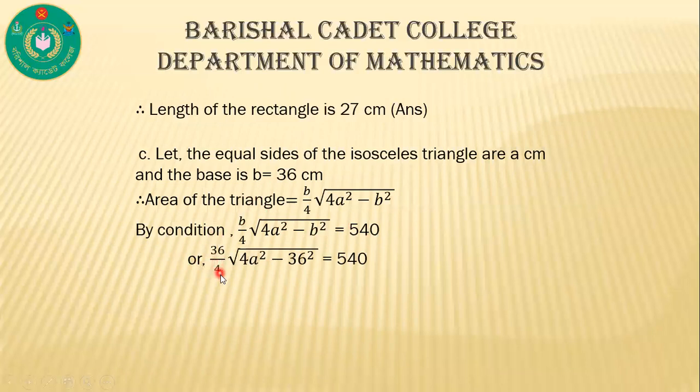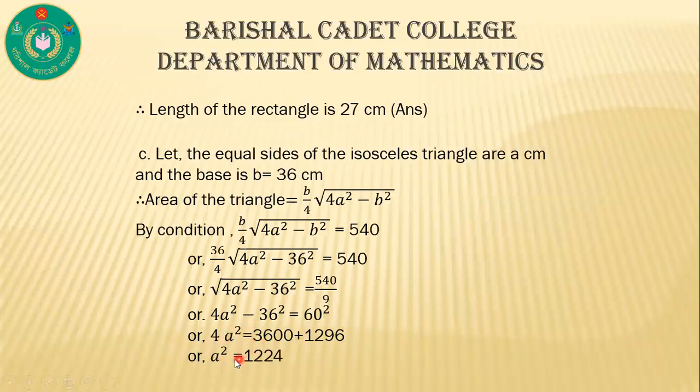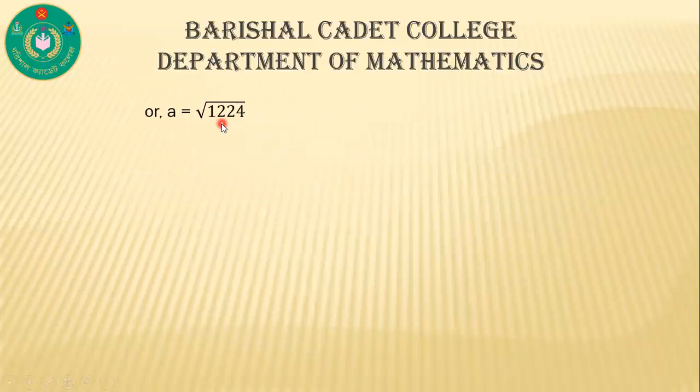Here b means 36. That's why we can write 36 by 4 root 4a square minus 36 square is equal to 540. Now, 36 by 4 means 9. Now dividing both sides by 9, we can write root 4a square minus 36 square is equal to 540 by 9. Now we square both sides, then we can write 4a square minus 36 square is equal to 60 square. After calculating this, we can write a square is equal to 1224. Now a is equal to root 1224, that means 6 root 34.